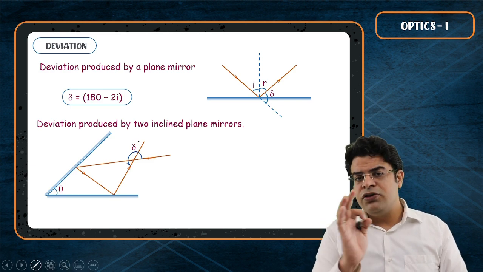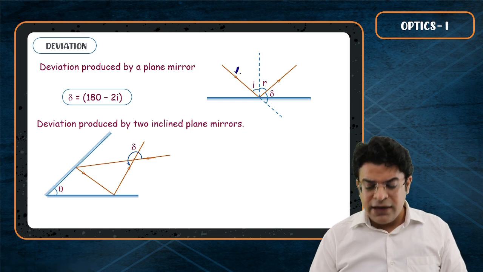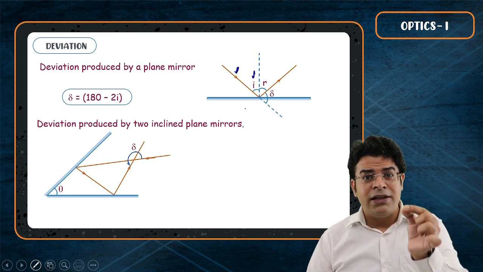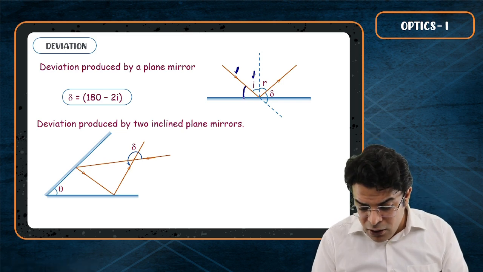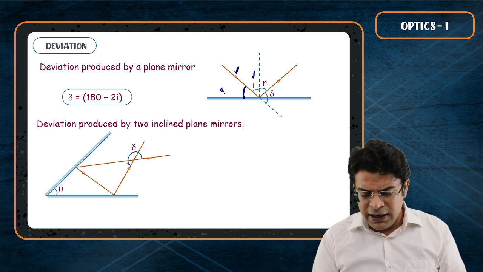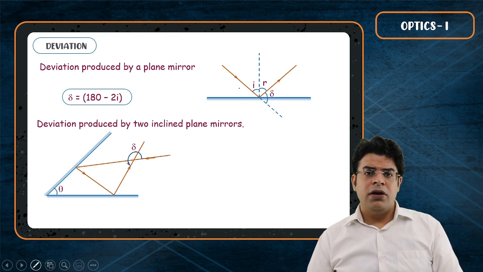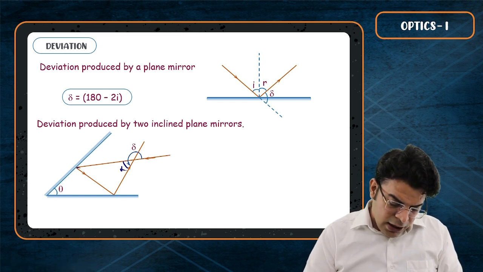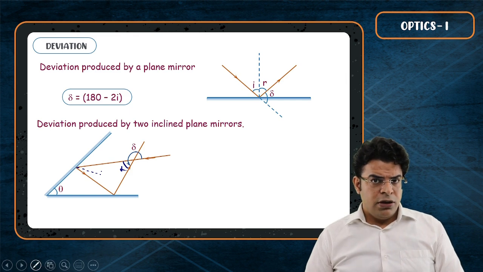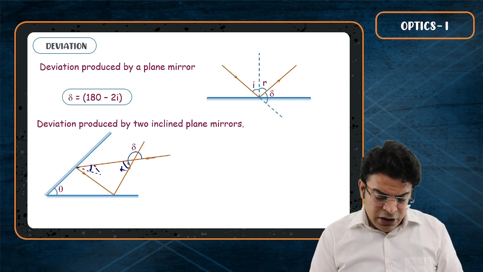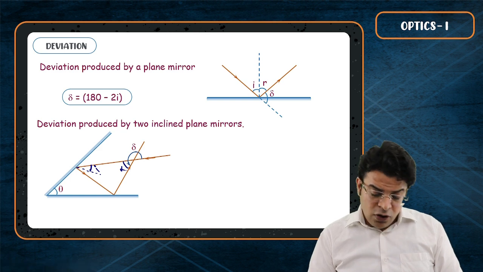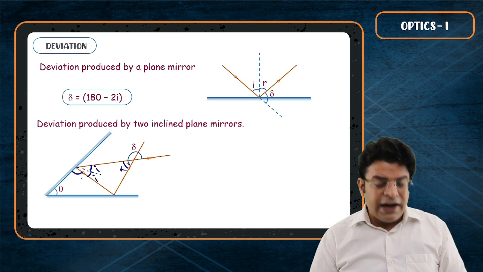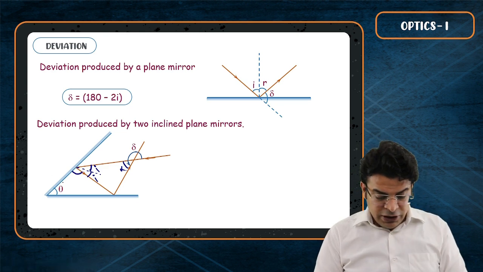Now, bacho, here I will use one simple concept. If the incident ray makes an angle I with the normal, then the angle made by the incident ray with the plane of the mirror will be nothing but 90 minus I, right? Let's say for this first reflection, the angle of incidence is I. So if the ray is hitting the first plane mirror with an angle of incidence I, it will also be reflected at the same angle I. And this angle made by the reflected ray with the plane of the mirror will be 90 minus I.